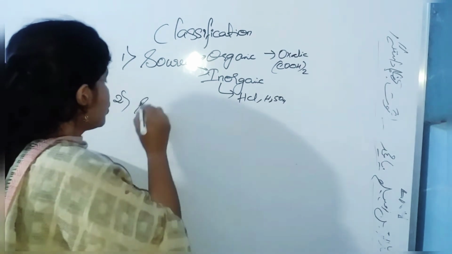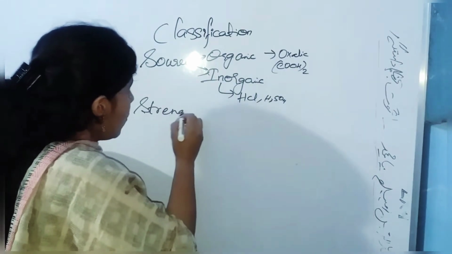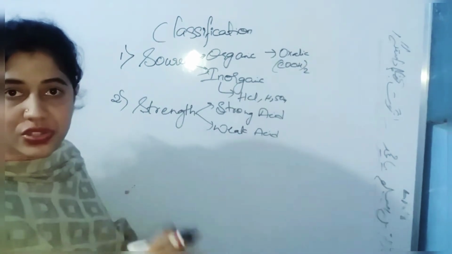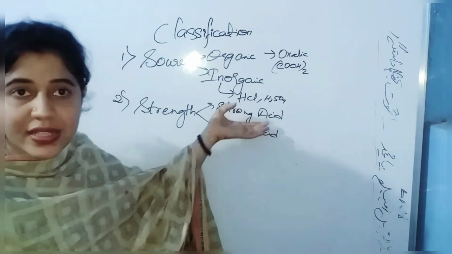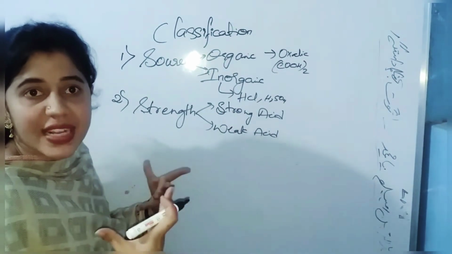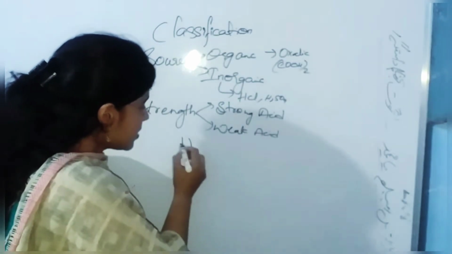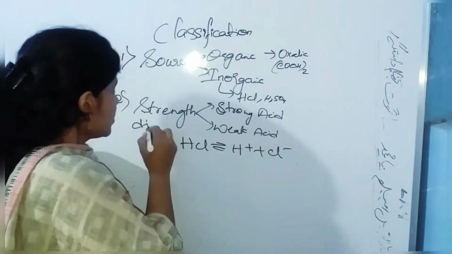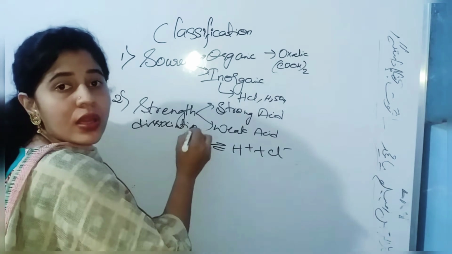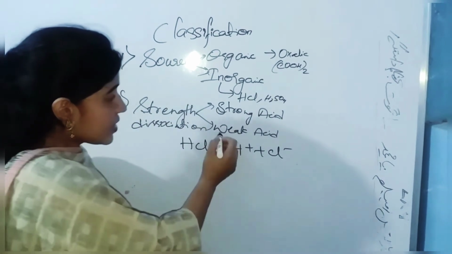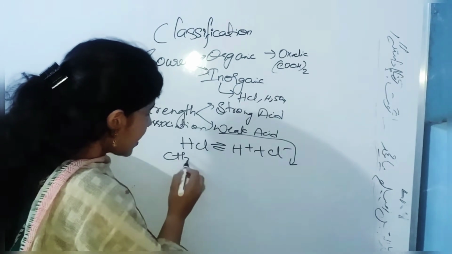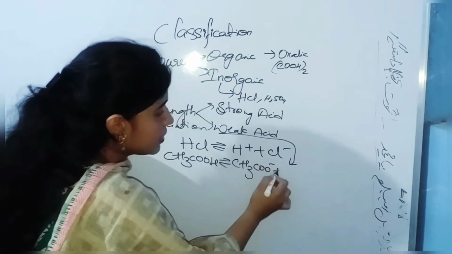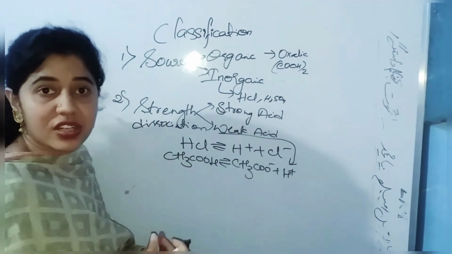Next comes strength. When it comes to strength, depending on strength we have classified acids into strong acid and weak acid. Any substance which gives H plus ion easily, for example HCl, is completely dissociated. When it comes to weak acids, an example is acetic acid, which is partially dissociated into CH3COO minus and H plus ion.